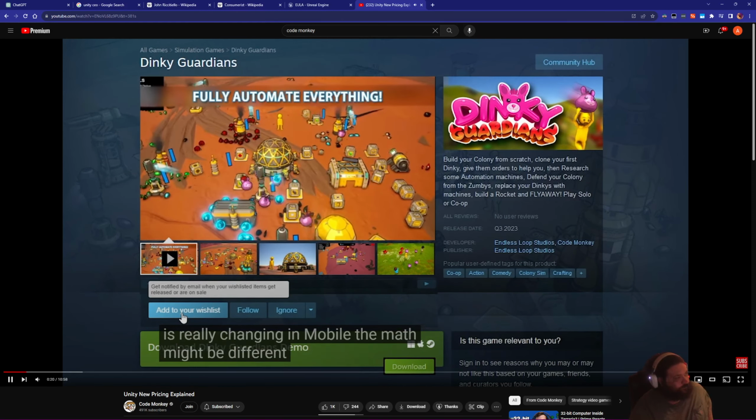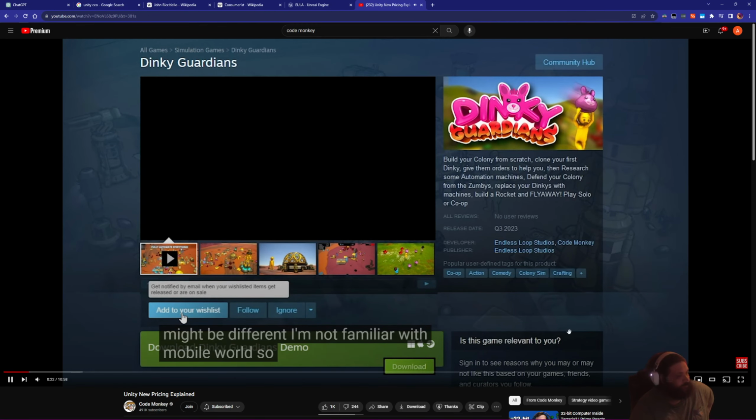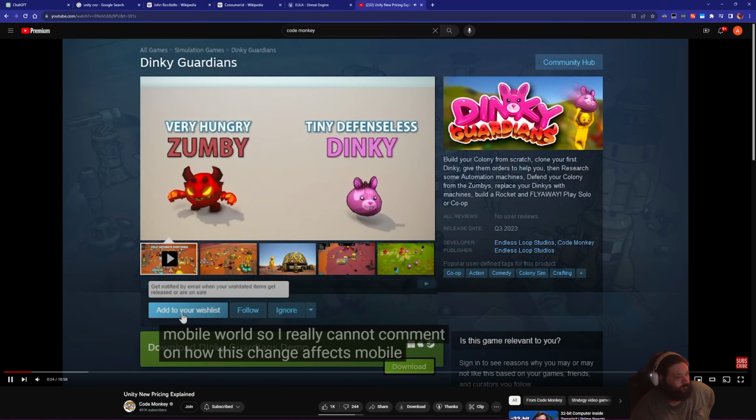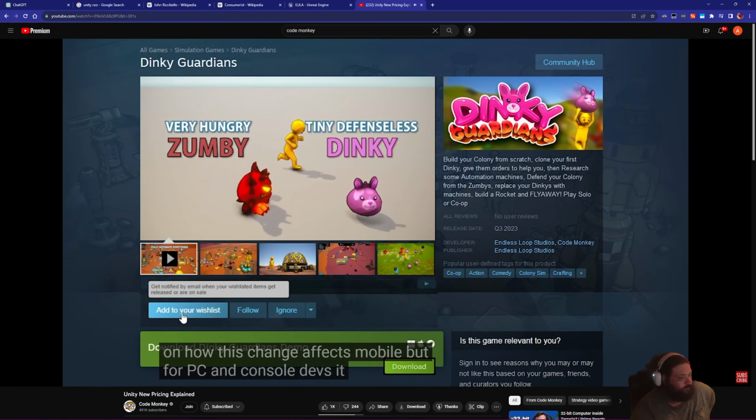Mobile, the math might be different. I'm not familiar with the mobile world, so I really cannot comment on how this change affects mobile. But for PC and console devs, this likely means no difference.